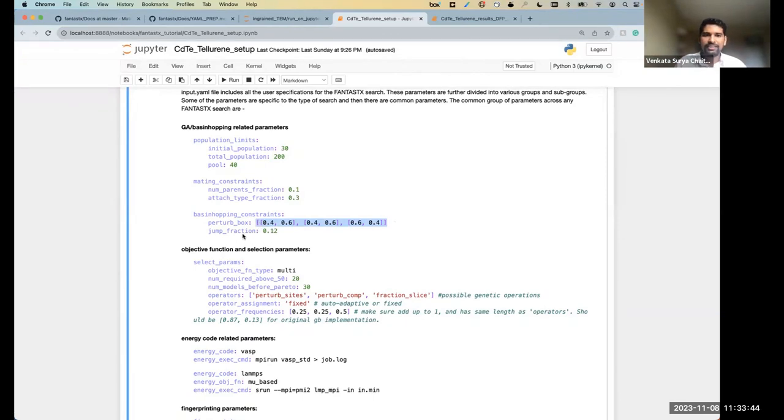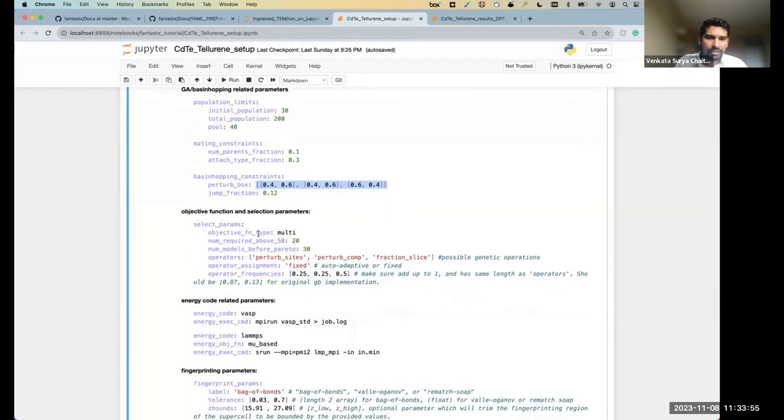And the jump fraction is how much we want to perturb for each atom using the Bayesian hopping.